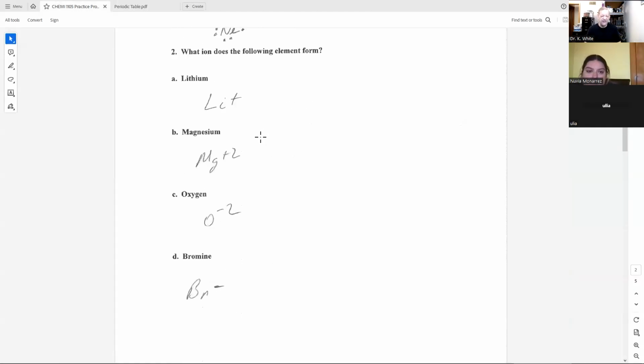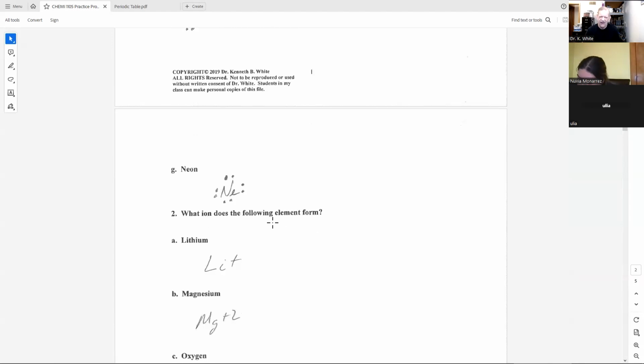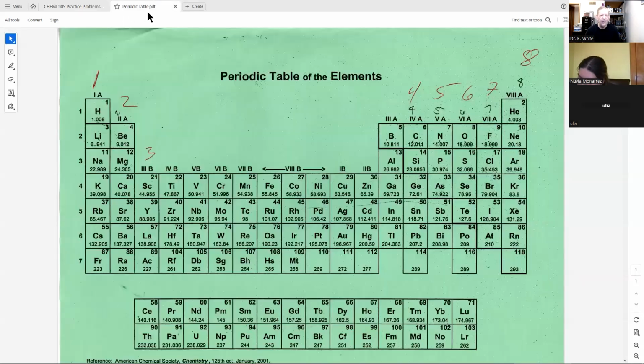Let's try oxygen. What ion does oxygen form? Well, I've got the answer there, but how did I get it? Look at the periodic table. Oxygen has 8 electrons and 8 protons. How did I know that? The atomic number tells me the number of protons and electrons.